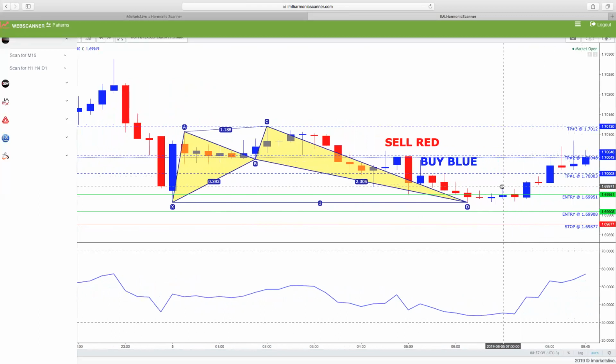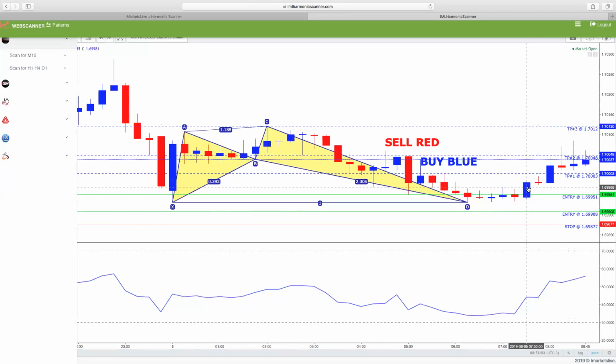Another thing that I'll go over, because I've had questions about this. If you miss your entry point, right? You missed the point or a good time to get in, and you notice that price is like right here, touching or really, really close to your take profit 1. Is it still a good idea to get into the trade? My answer to that would be no.